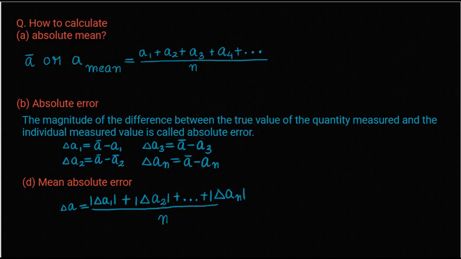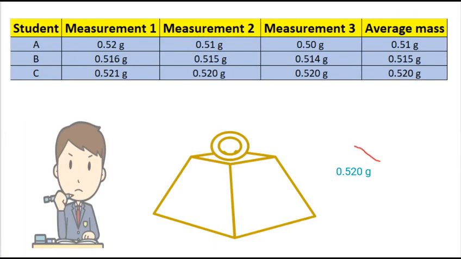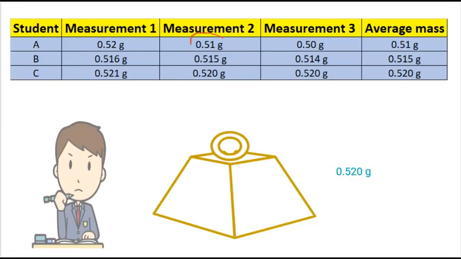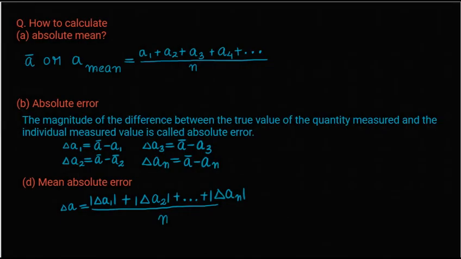Fine. So for the absolute error in your first measurement, you will write the true value, 0.520 grams, and then subtract the measured value from it. Let us consider the second measured value. So subtract it from the second measured value. It is how much? 0.51 grams. So if you check the difference, that quantity will give us the absolute error.